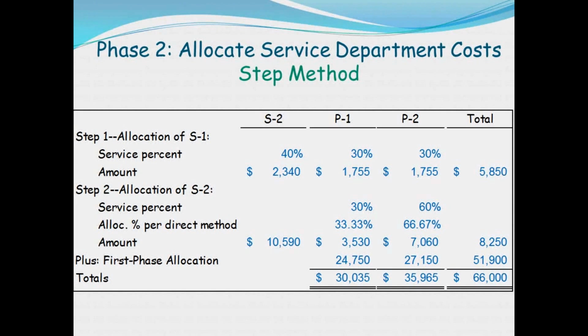Now, we also knew from phase 1 that there was 8,250 in service department 2. But really, service department 2 is at 8,250 plus what was just allocated into it from service department 1. It's 2,340. So those two numbers together are this 10,590. It's what was originally allocated plus the allocation from Department 1.